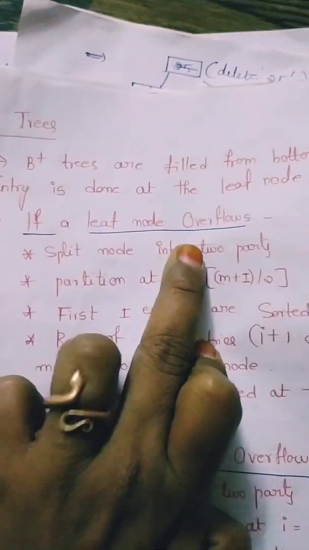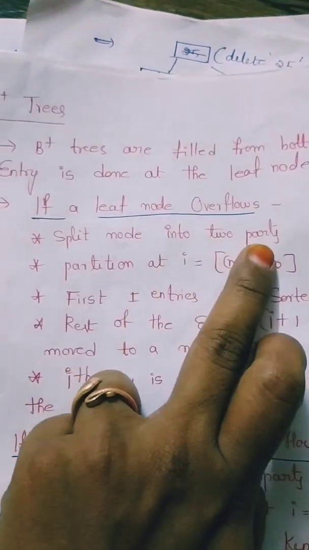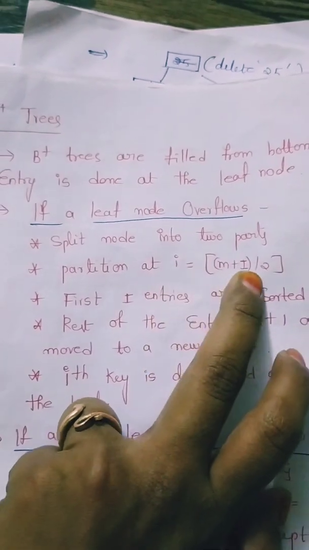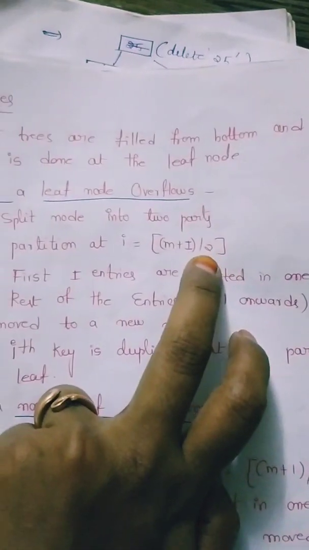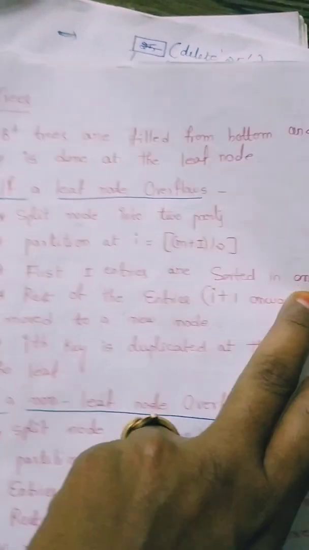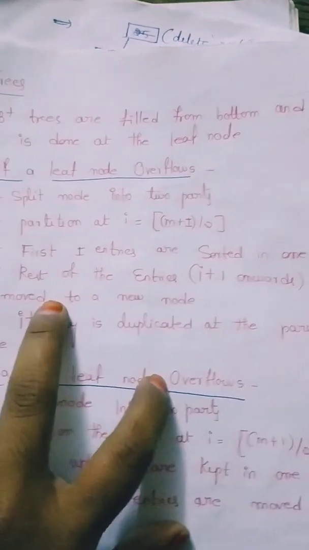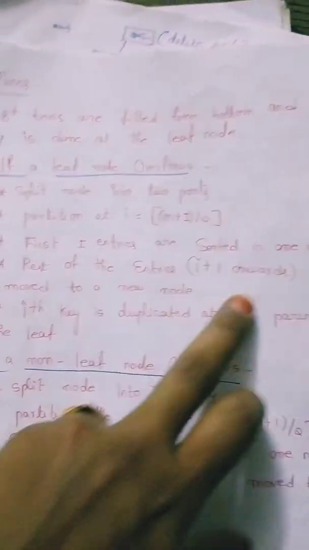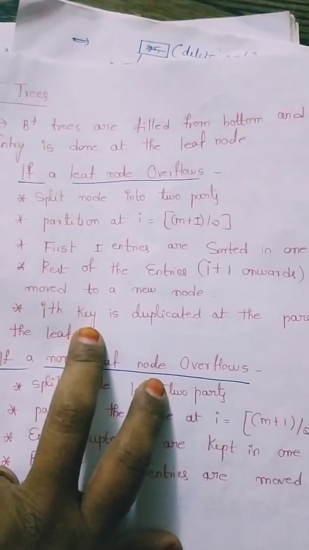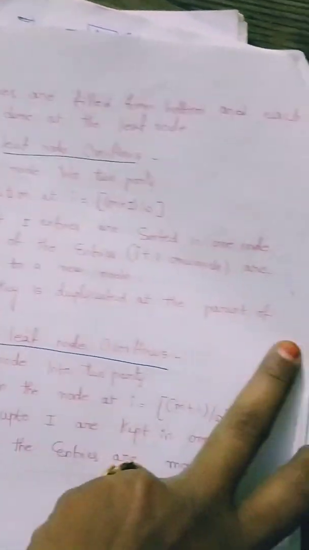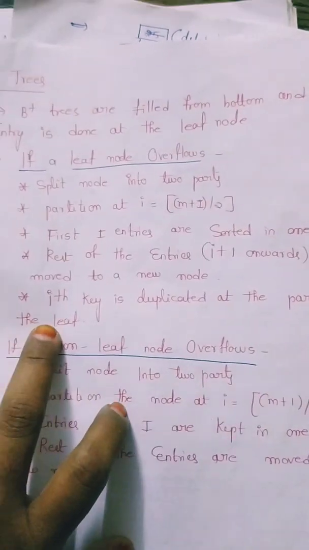Here, if a leaf node overflows, split the node into two parts. Partition it at i equal to (m plus 1) by 2. The first i entries are stored in one node, and the rest of the entries, from i plus 1 onwards, are moved to a new node. The ith key is duplicated at the parent of the leaf.